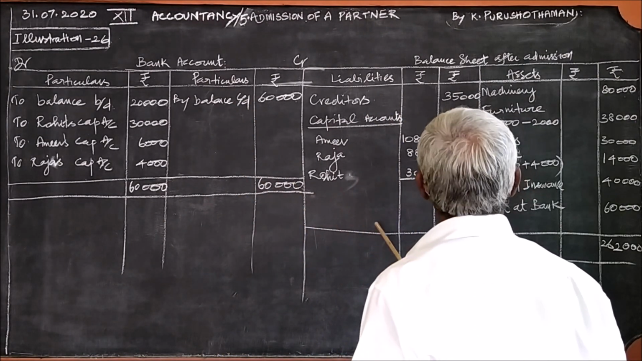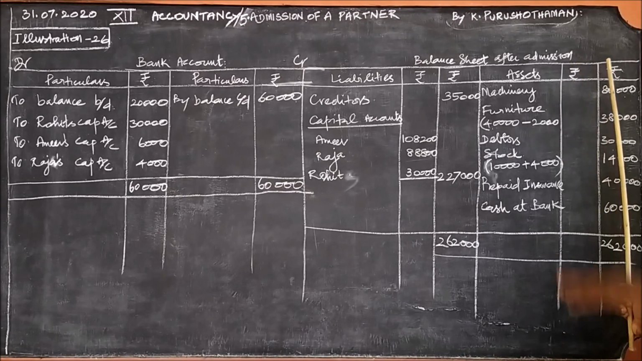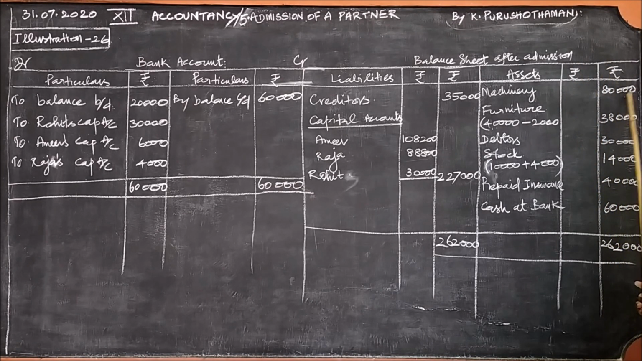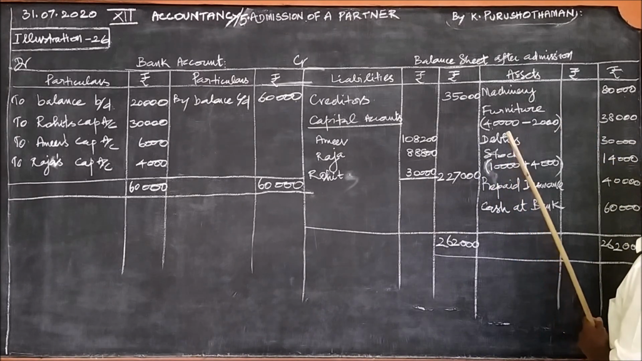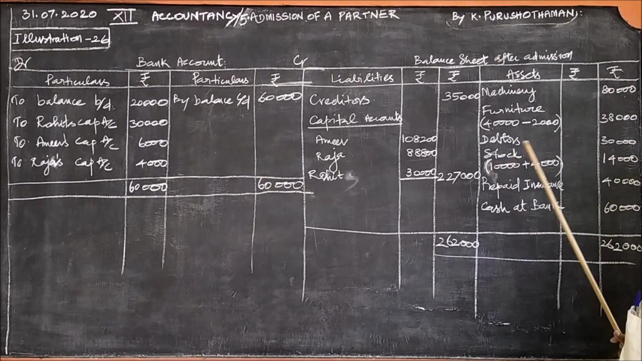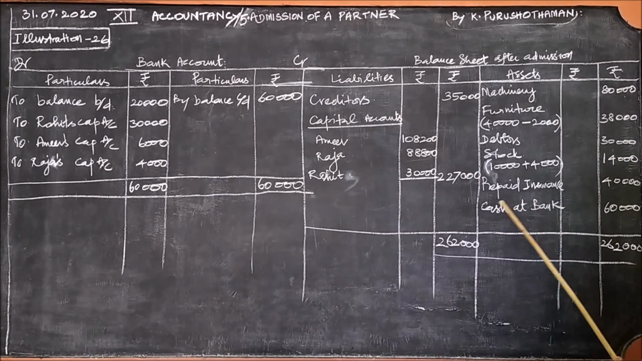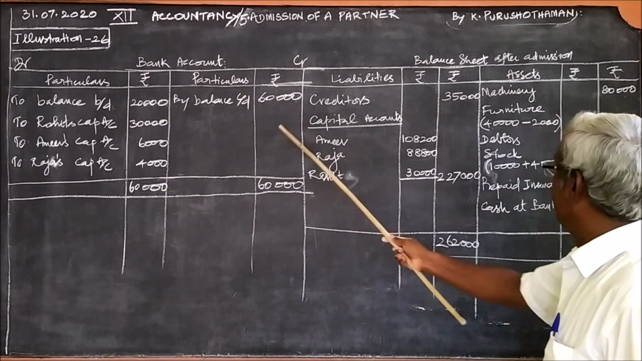Then after bank account, we should prepare the balance sheet after this admission of the new partner. First one, machinery. Already it was 60,000, now it has been valued as 80,000. Therefore, the current value is 80,000. The value of the furniture is 40,000 and there is 5% depreciation, so you can write 40,000 less depreciation 2,000. Then the next item, debtors, no change. The next item is stock. It was 10,000, now it has been increased to 14,000. Prepaid insurance you write as it is, and cash at bank should come from the bank balance carried down.